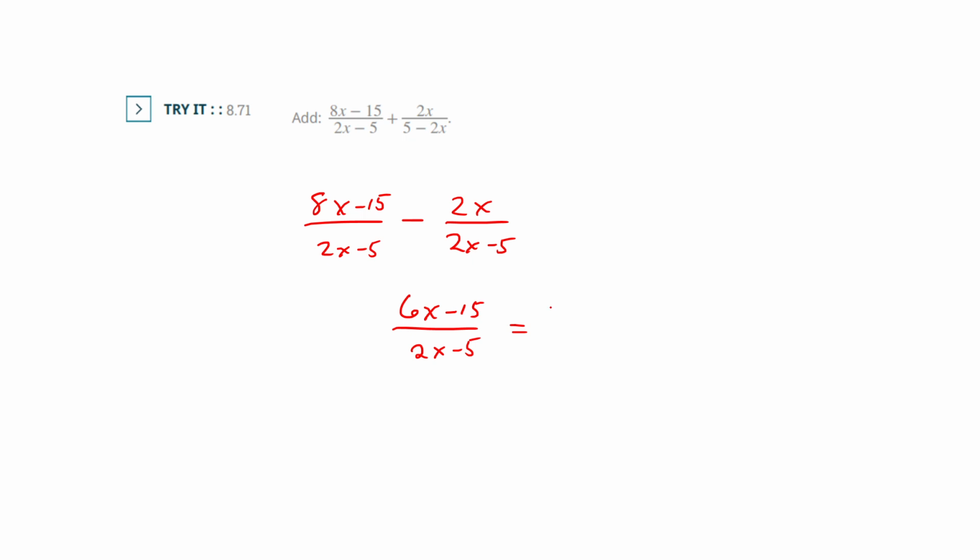Now I'm going to pull a GCF out of the top. It's a 3. So I've got 2x minus 5 over 2x minus 5. So these are now factored. This is a factor and that's a factor. They can be canceled. My final answer is just 3. Okay. Try this again.